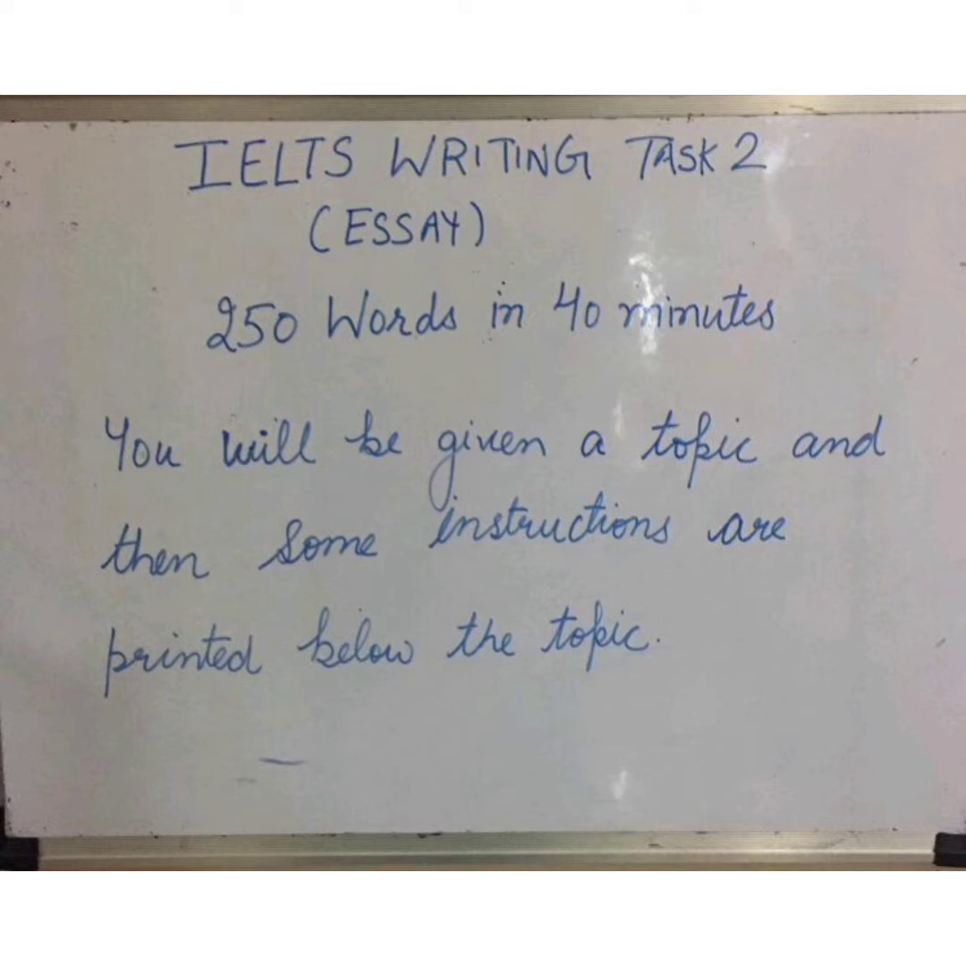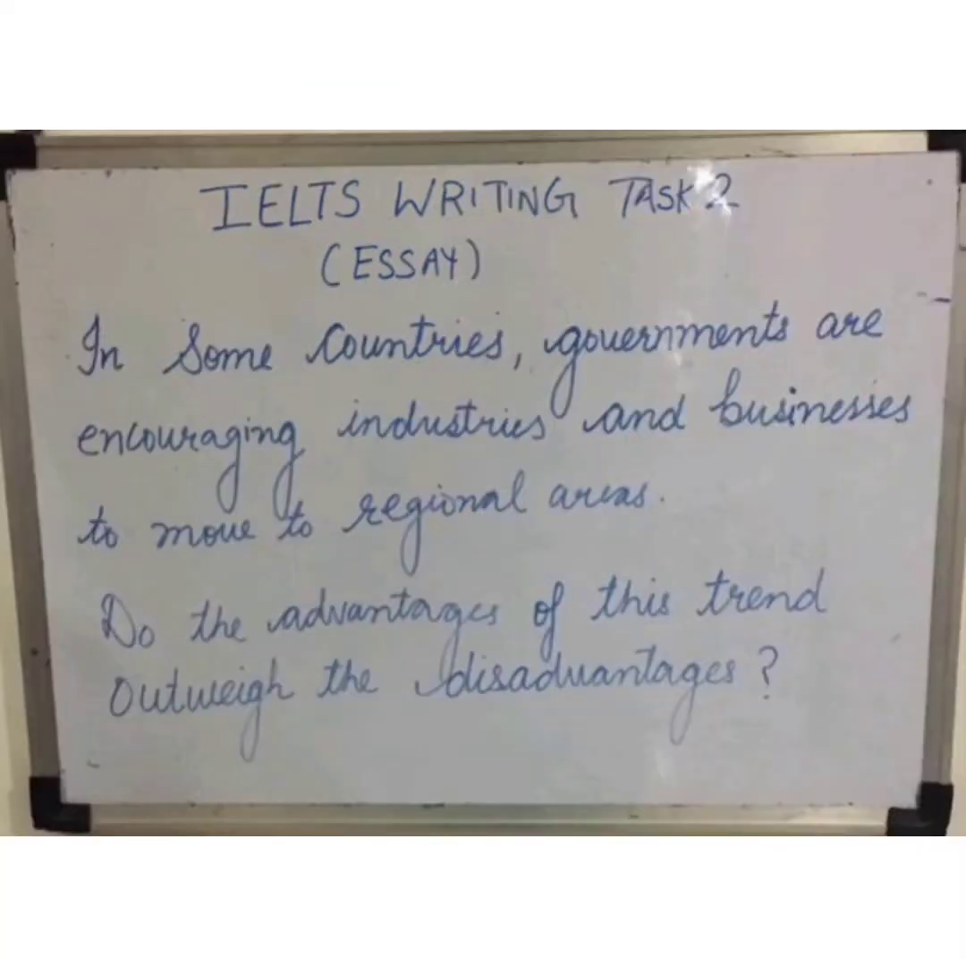As I have already told you, for your writing task, you will be given a topic and then some instructions will be printed below the topic. Let's see the example. In some countries, governments are encouraging industries and businesses to move to regional areas. Do the advantages of this trend outweigh the disadvantages? So here first you have to bifurcate your statement. How can you bifurcate it? Let's read the statement again.